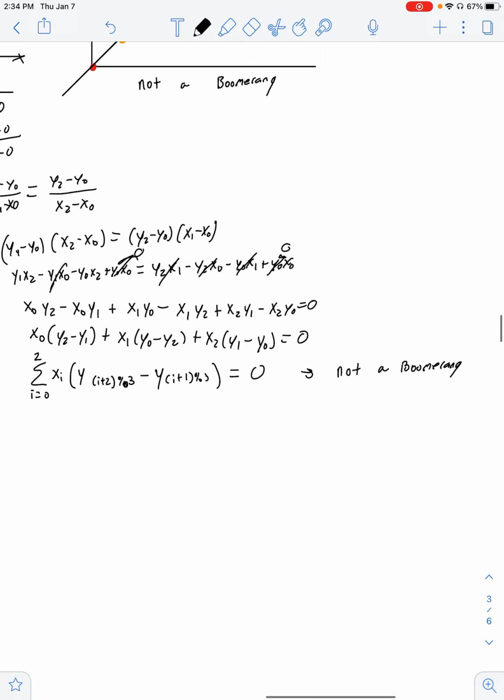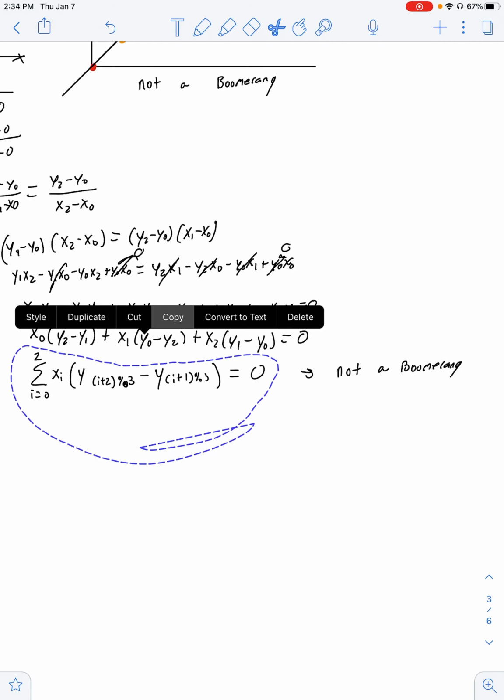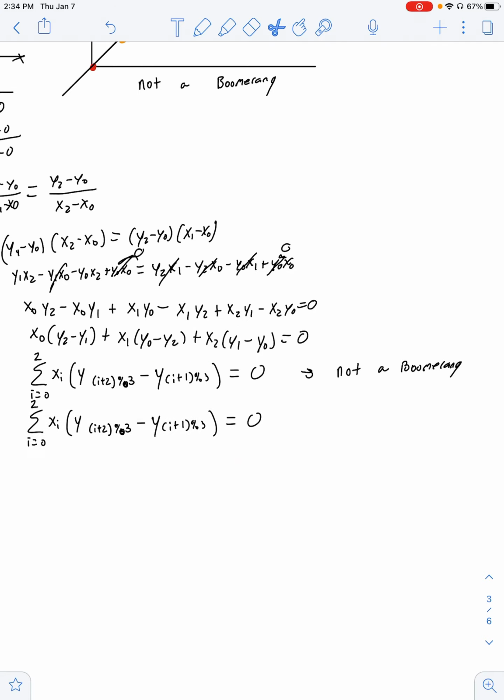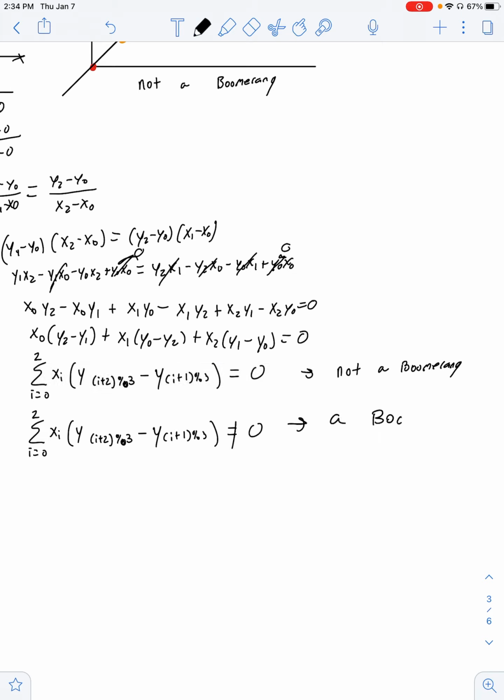And if this term, gosh, this iPad, it's just awesome. This term not equal 0, then it is a boomerang.